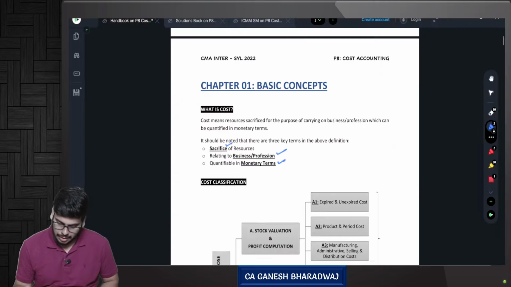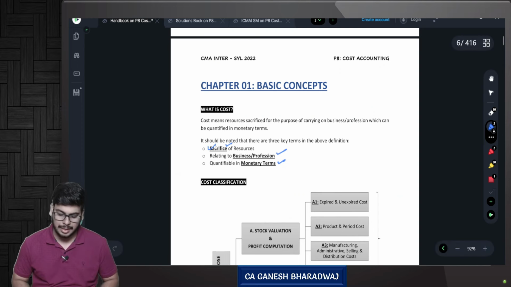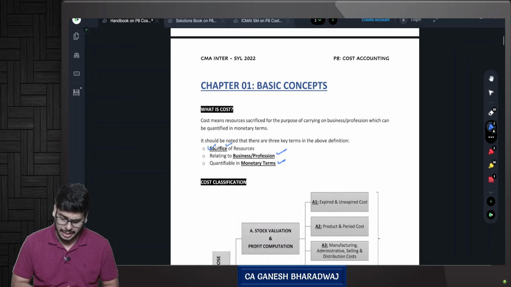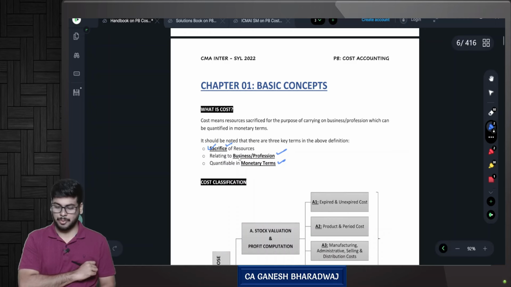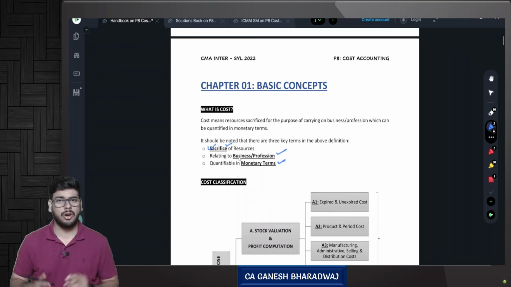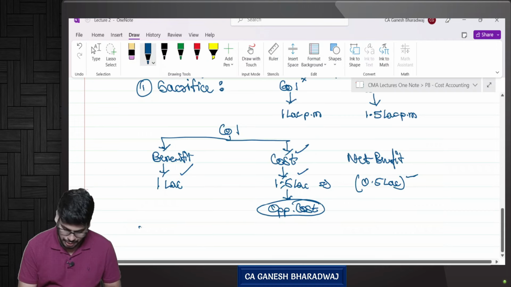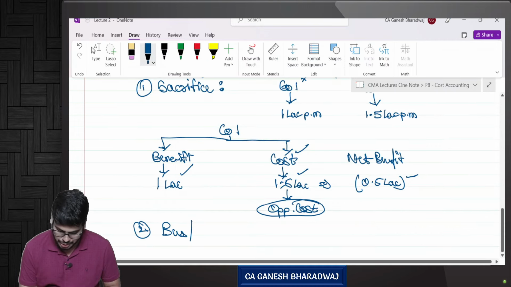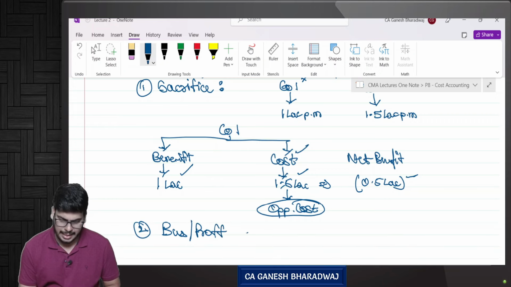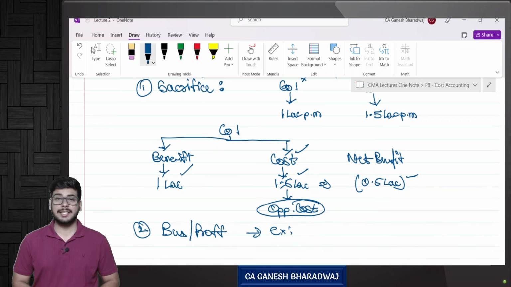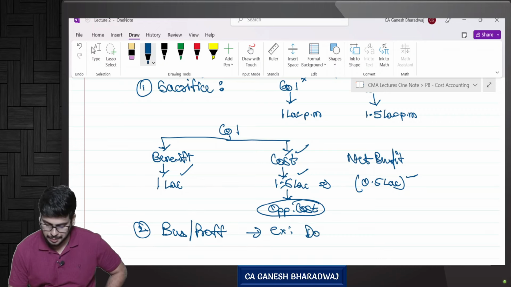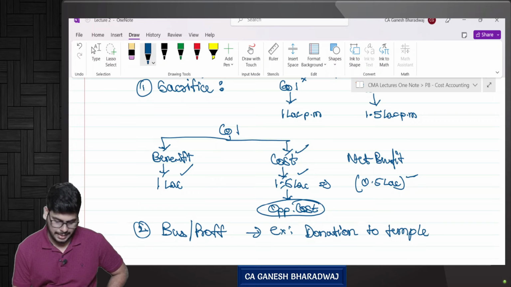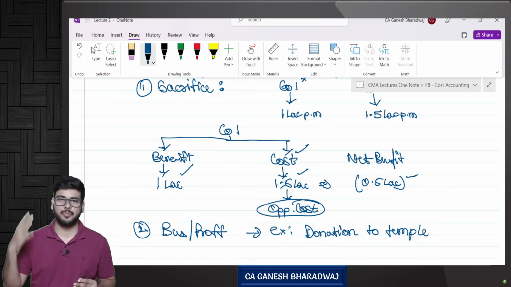Yes. Now let's move to the second component that is a part of the definition of cost, relating to business or profession. Now, sir, if I make a sacrifice, automatically will it be called as a cost? No, it should be relating to your business or profession. Sir, can you give an example? Yes. Let us say there was a company, they donated 1,000 rupees to a temple.